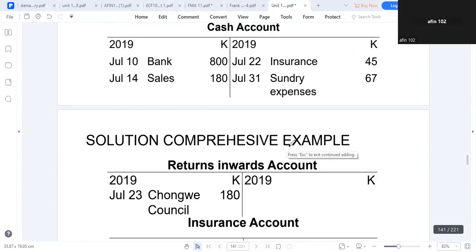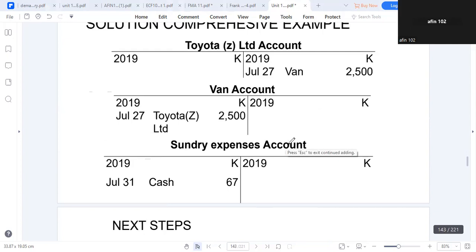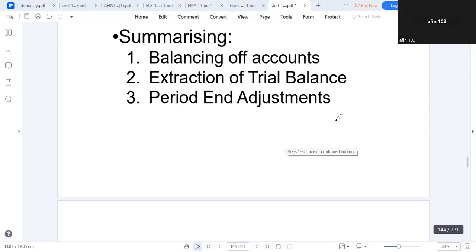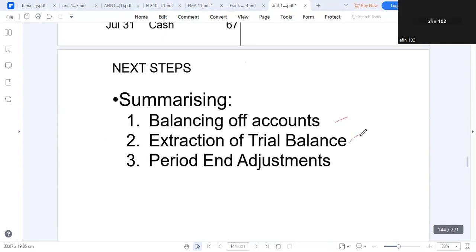So the next session I'm going to have will be to teach you how to balance off the account, to extract a trial balance, and look at the period adjustments. From there, we'll go to coming up with a balance sheet and discussing the adjustments and going through the final account with depreciation. So this was our class for today. Unless there are any questions, we end here.